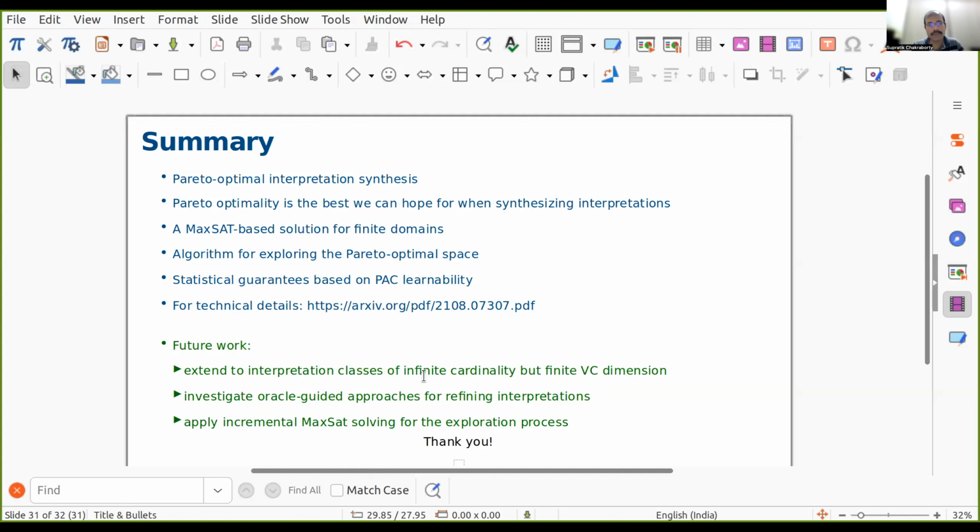And then, in ongoing work, we are trying to extend the interpretation classes to infinite cardinality but finite VC dimension, oracle guided approaches for defining interpretations, alternatives to MaxSAT, like incremental MaxSAT or anytime MaxSAT for the exploration process. So with that, I'll end. I'm sorry I overshot quite a bit. If there are any further questions, I'm happy to take them.